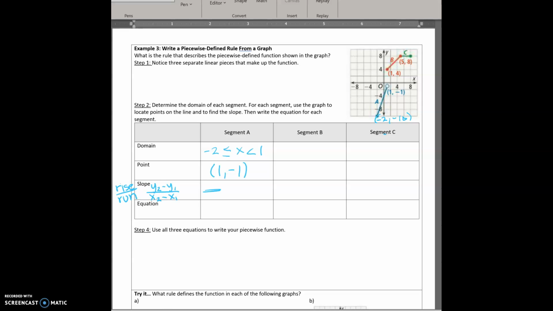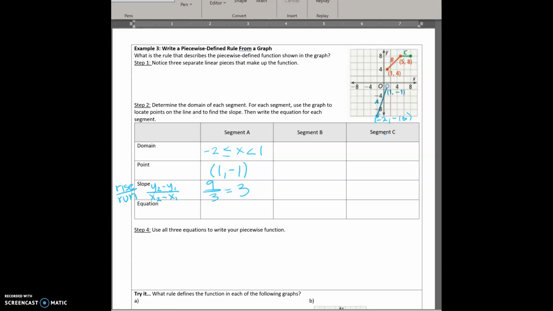So I'll restart. Sorry, we'll start with the y. So we go from -10 up to 9. So that would be going up 9. And then from -2 to 1, that's going over 3. So we rose 9 and we ran 3. So our slope is 3.